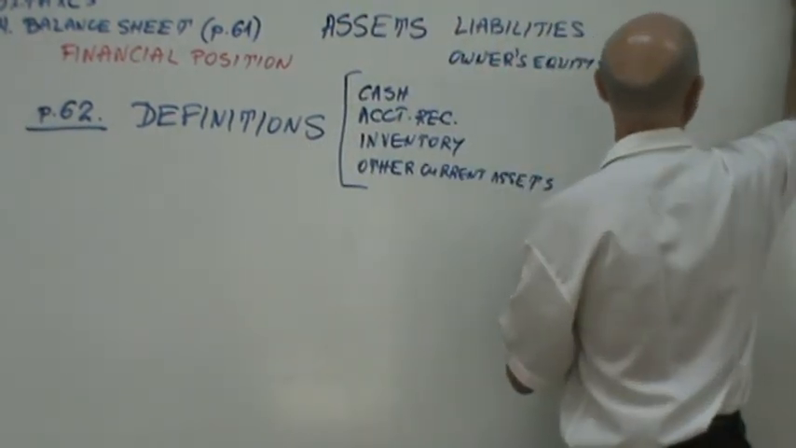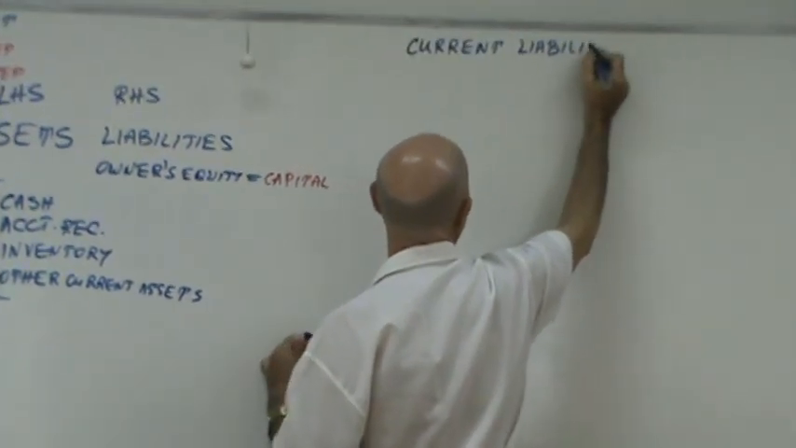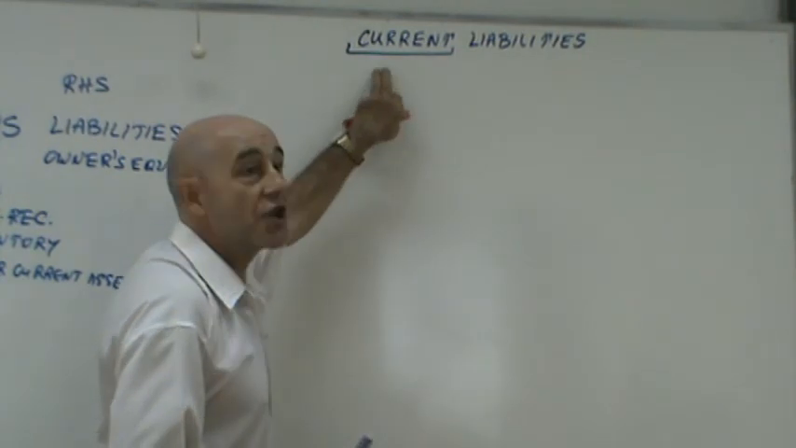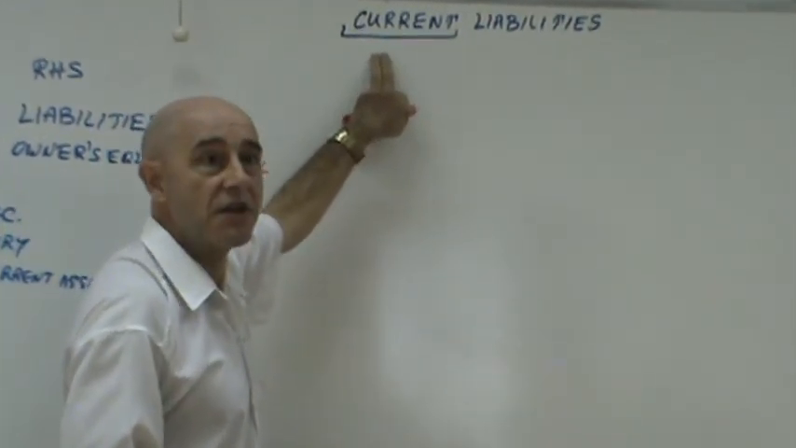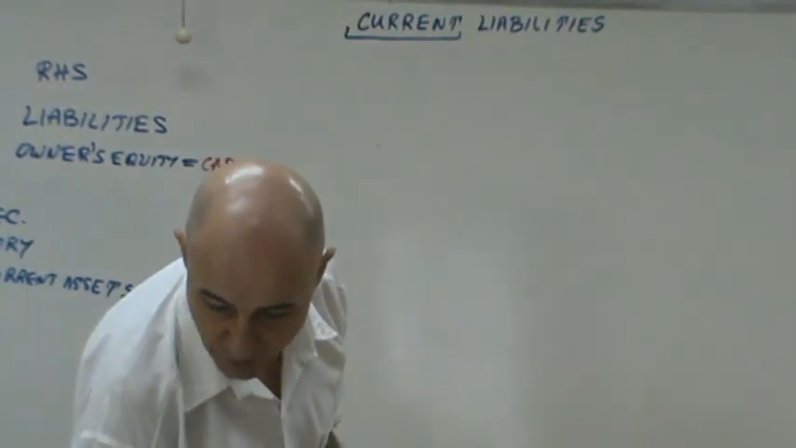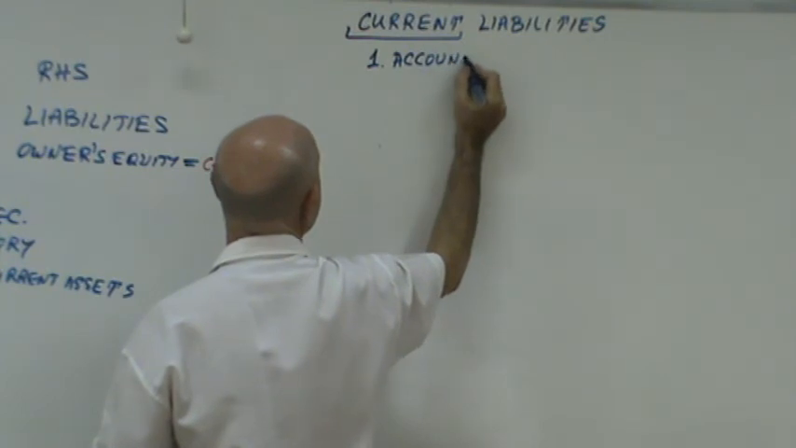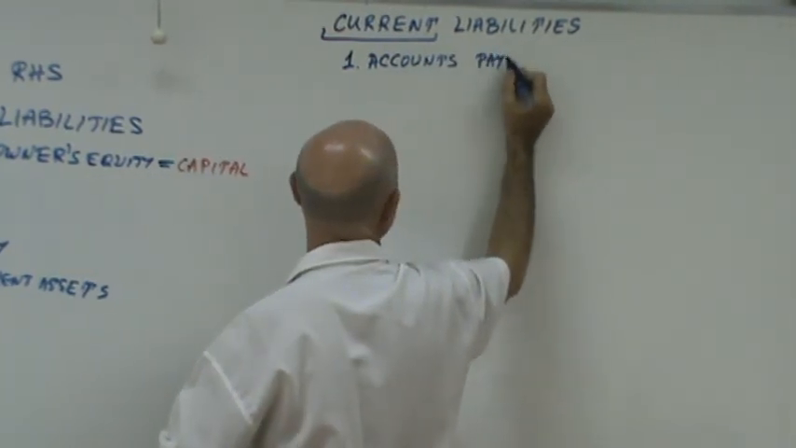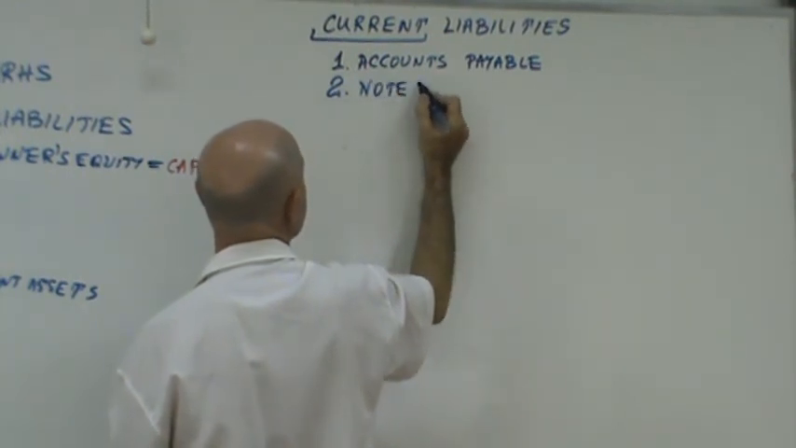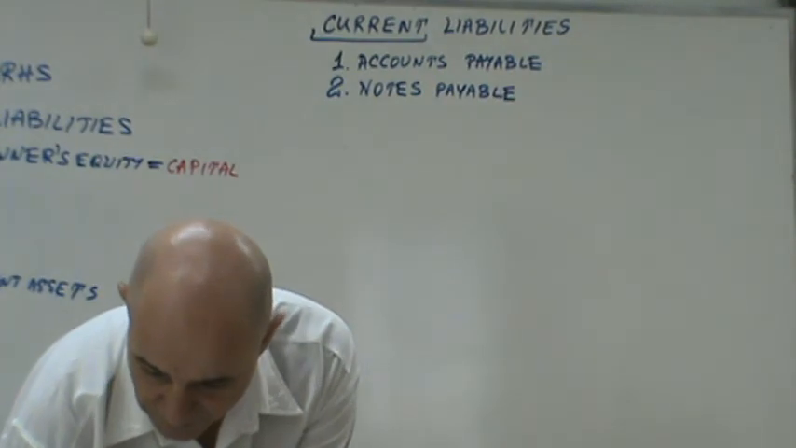Next one, you have current liabilities. The word current means short term. It means payable within less than one year. And you can have a whole bunch of them. First big one is accounts payable, money you owe to your customers. Notes payable. Let's see what else, and we're going to finish.